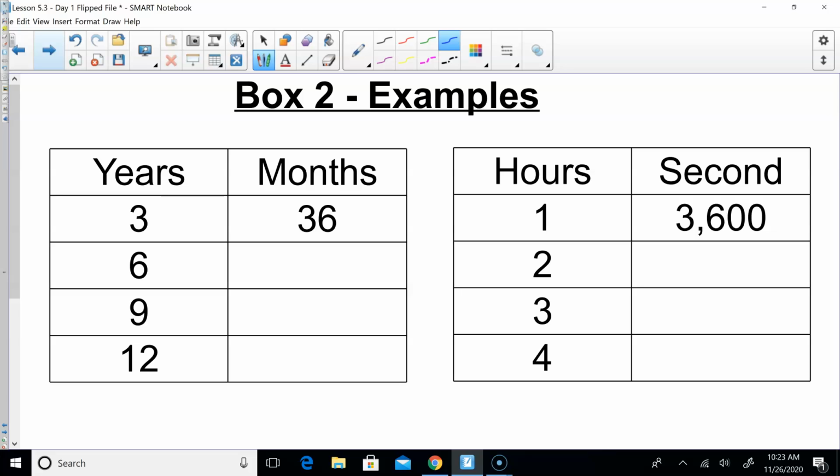And with that, we're going to go into starting with some examples today. So you have years and months, and notice there's 3, 6, 9, 12, so they've already got some different numbers in there to help us out. And then hours and seconds, we have 2 different relationships. So we'll start with this one.